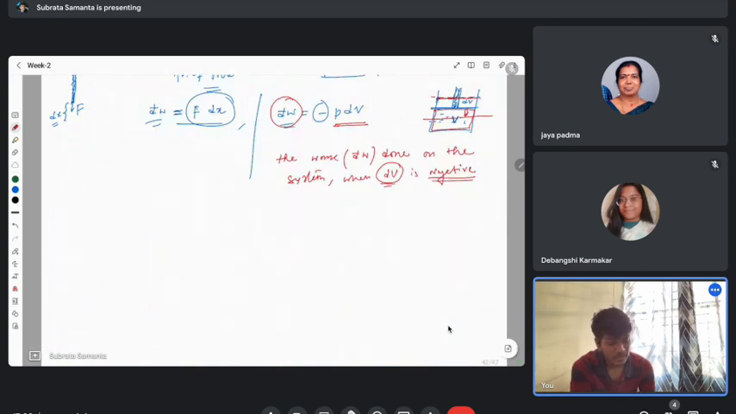If dV is negative, that means work is done on the system, because your initial volume V becomes V minus dV. If the system does work, the system volume V becomes V plus dV. So dV is positive when the system does work. That's why it's a negative sign. It's a sign convention. Is this minus sign clear or not?